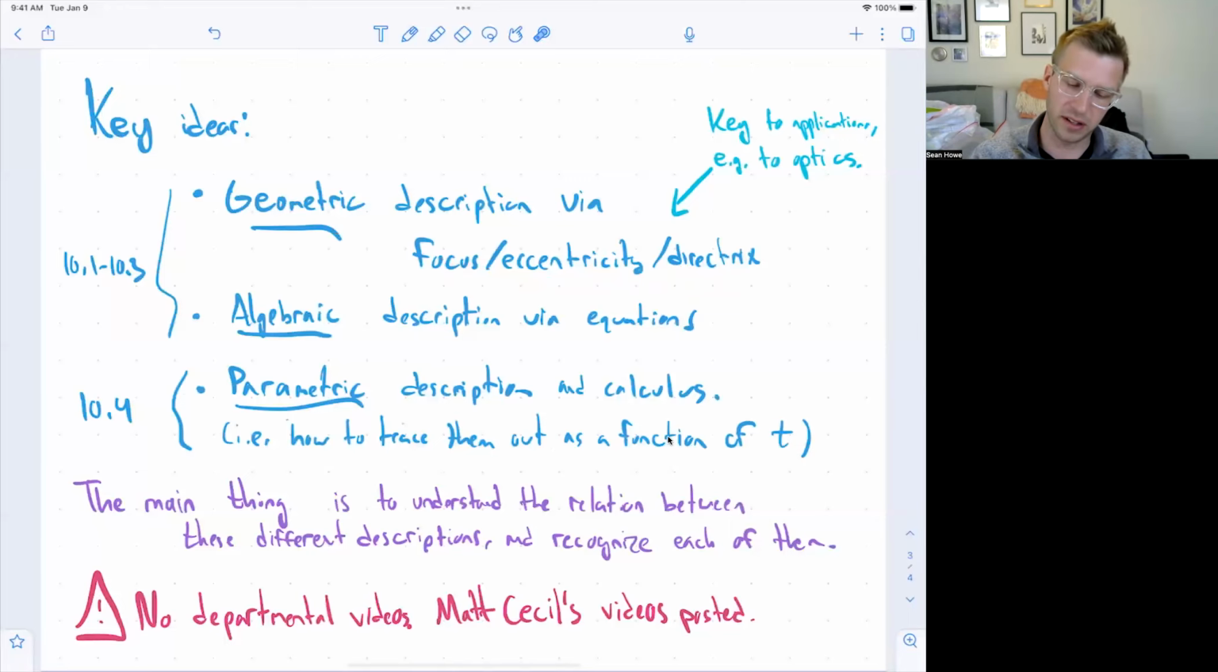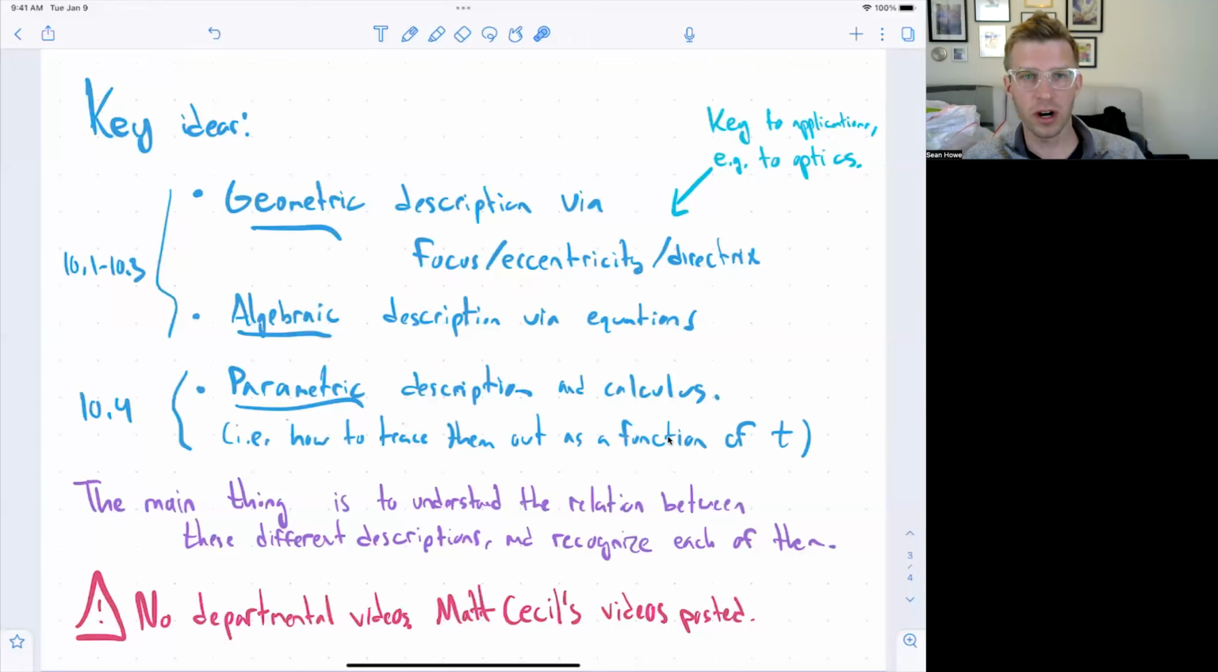Good, so the key thing then is to understand how to go back and forth between the geometric description via these properties of focus, eccentricity, and directrix, and the algebraic description, just using the equations. If I give you these three things, you can then find an equation, or if I give you an equation, you can go back and find these key pieces of information. So that's what you'll be doing in sections 10.1 to 10.3.